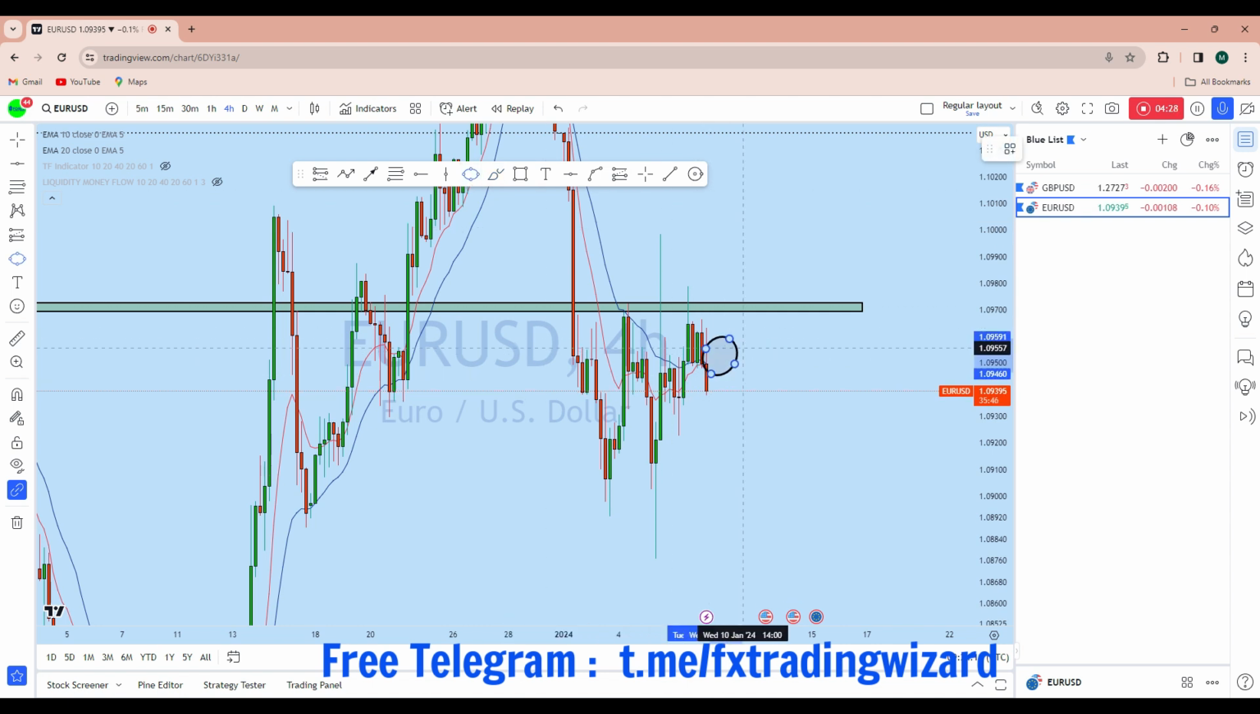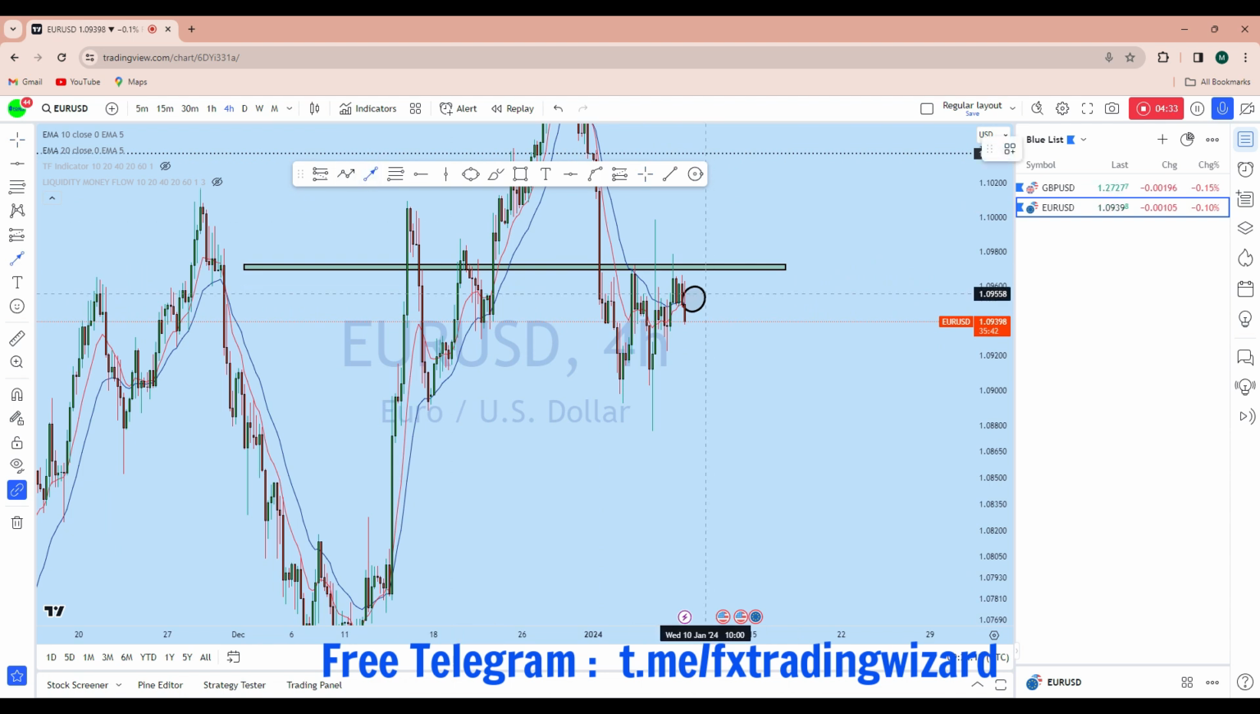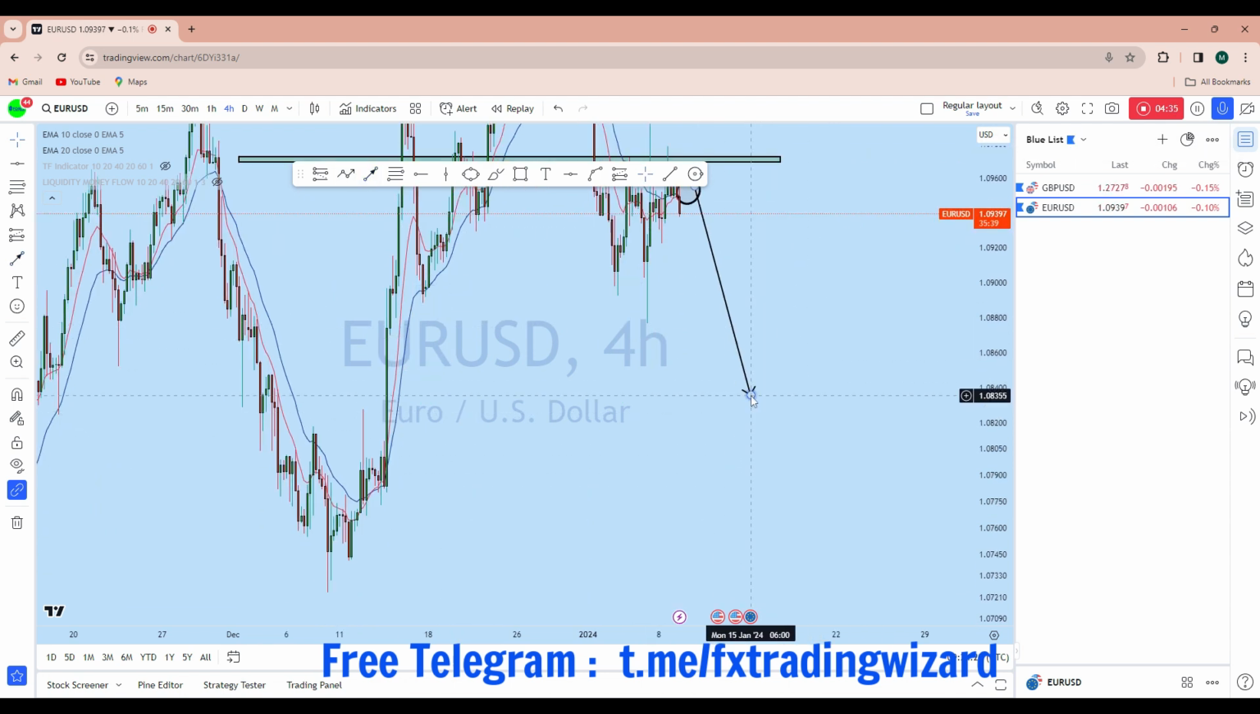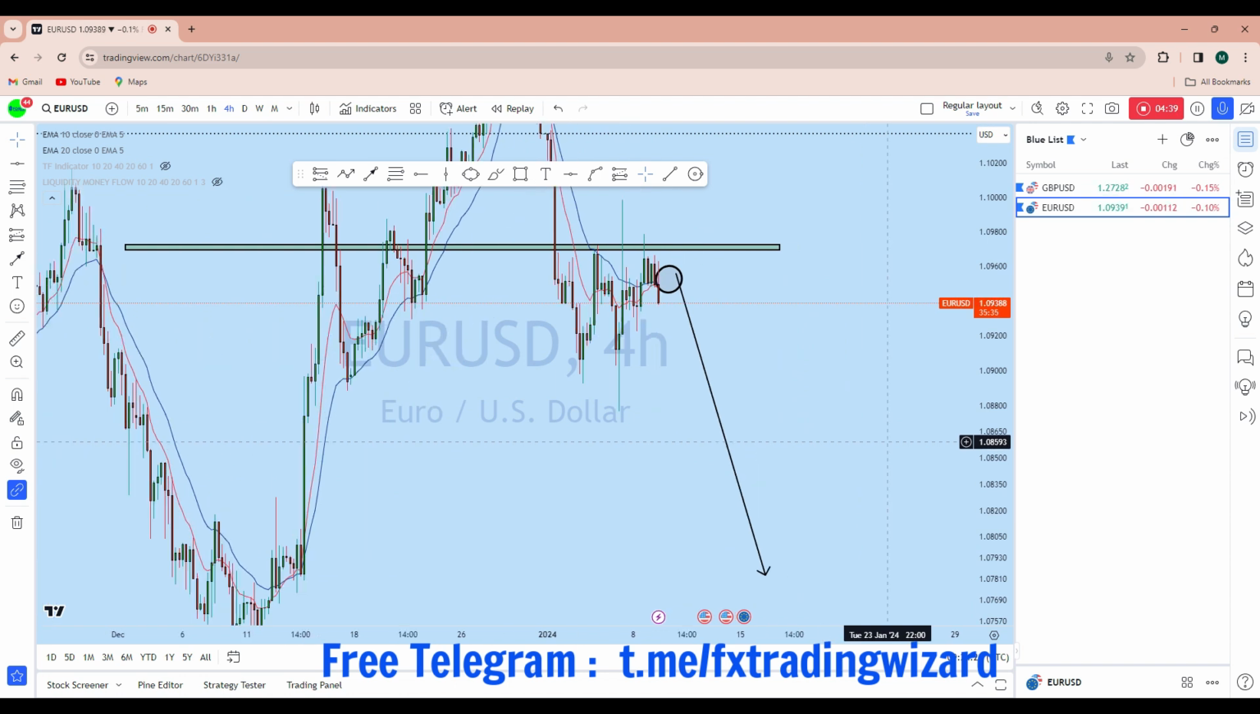This is where I will be waiting for a retest, and as soon as we find a suitable entry on euro dollar, we will look for going short with a high probability trade setup with our students.